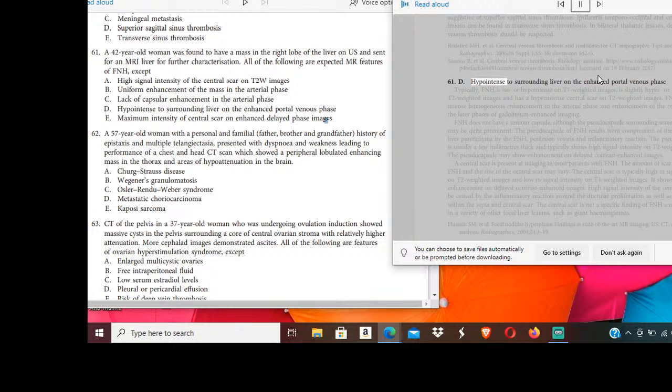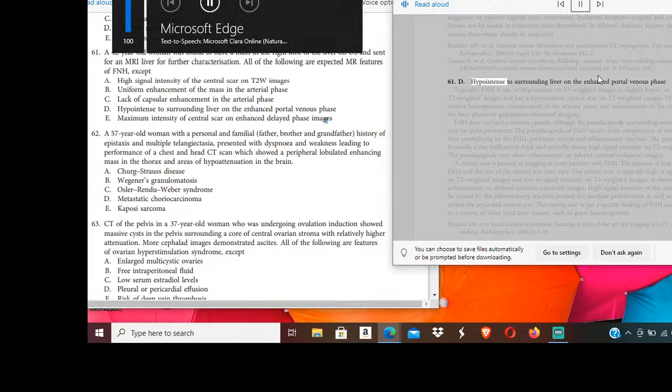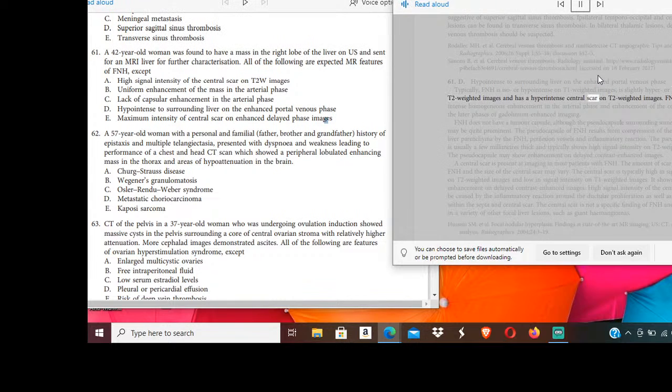61. D. Hypointense to surrounding liver on the enhanced portal venous phase. Typically, FNH is isointense or hypointense on T1-weighted images, is slightly hyper- or isointense on T2-weighted images, and has a hyperintense central scar on T2-weighted images. FNH shows intense homogeneous enhancement in the arterial phase, and enhancement of the central scar in the later phases of gadolinium-enhanced imaging.